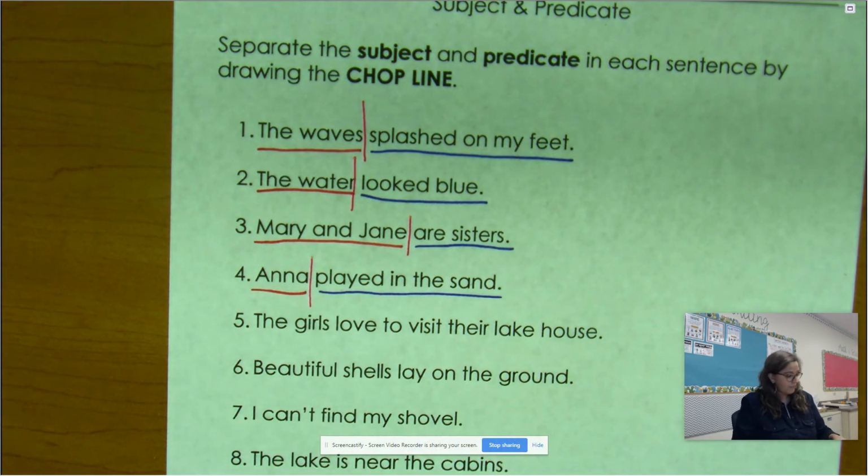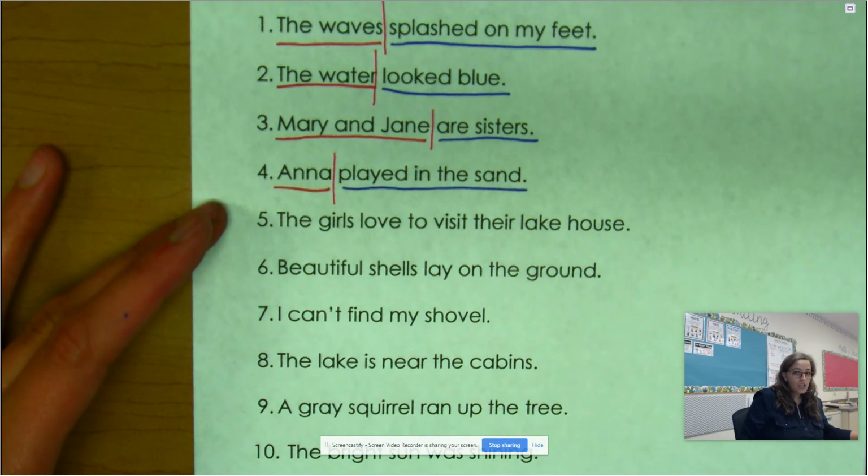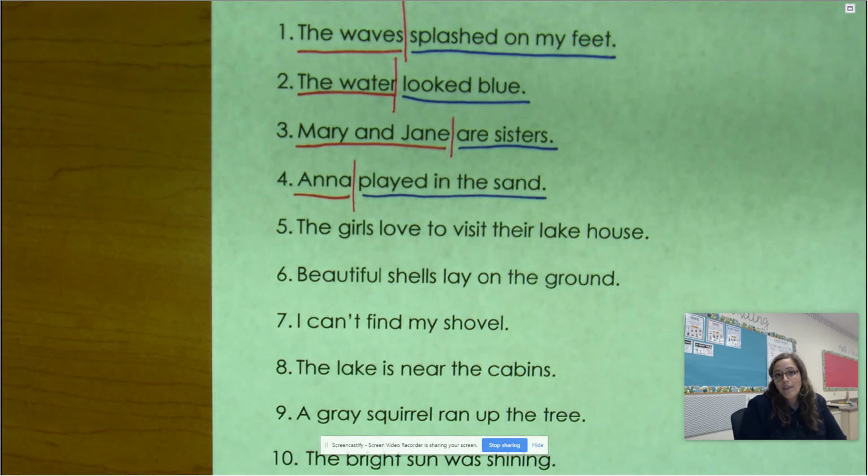Okay? All right, I want you to do the rest by yourself. You're just drawing that chop line. If you have a red and a blue, then you can underline in red and blue like we did at the top. Okay? And we will talk lots more about this tomorrow.